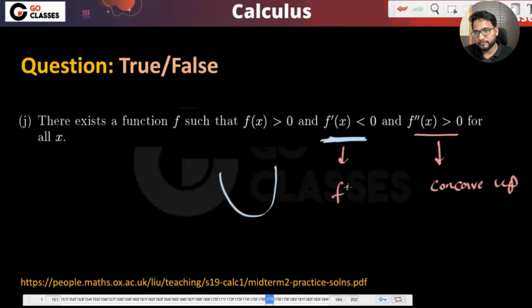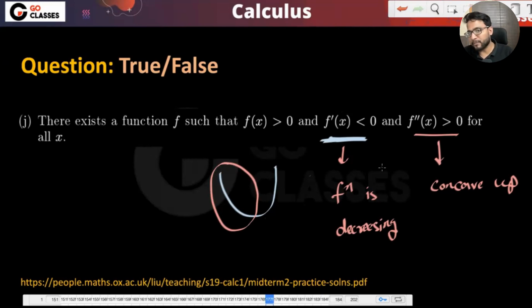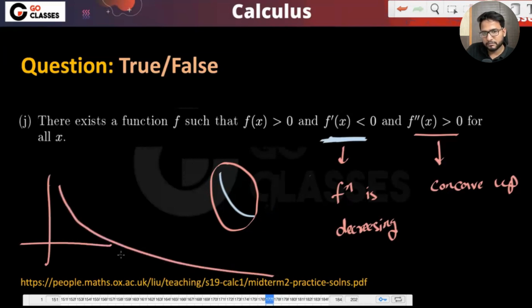It means the function is decreasing and concave up, so this area. Now they are saying there exists a function which is always positive, and for all x this happens. Is it possible that for all x it happens? This is not the perfect example, because here after some point things are not good. So can you have a function which always looks something like this? Maybe some function will have a plot like this. Do you know any function like this? This is always positive also. There must be some function which decreases like this.